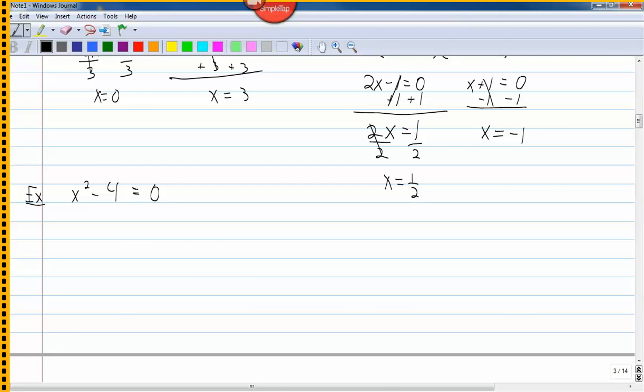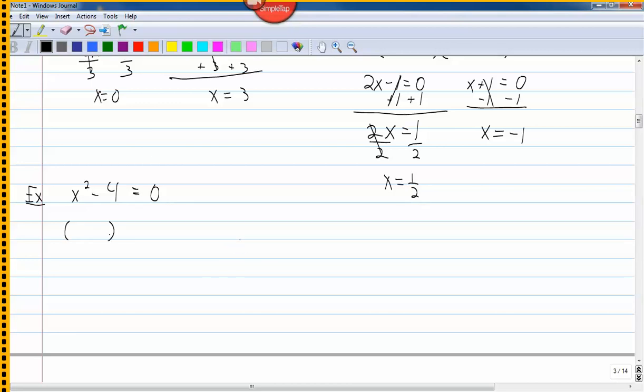Okay? And so the way that we're taught to factor that is, and why is it called the difference of two squares? It's because the first term is a perfect square, that's something times itself, and the last term is a perfect square, something times itself. And we have a minus between the two, so it's the difference.